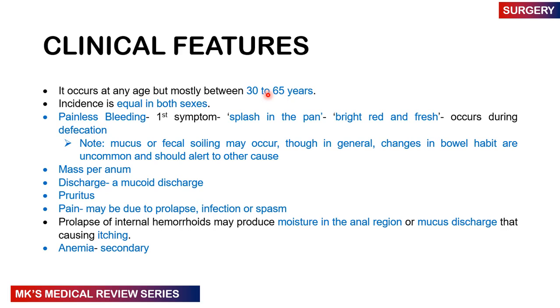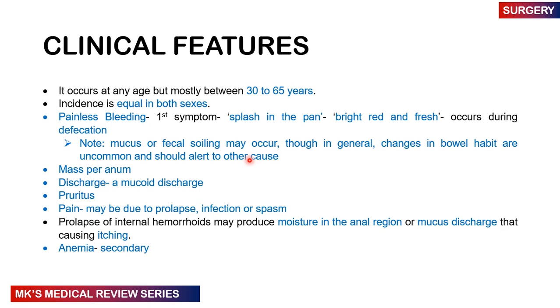They generally are going to be between the age of 30 to 65, but they can occur at any age. The incidence is equal in both genders. Now, one of the first symptoms that they get is this painless bleeding, which is what is referred to as a splash in the pan.